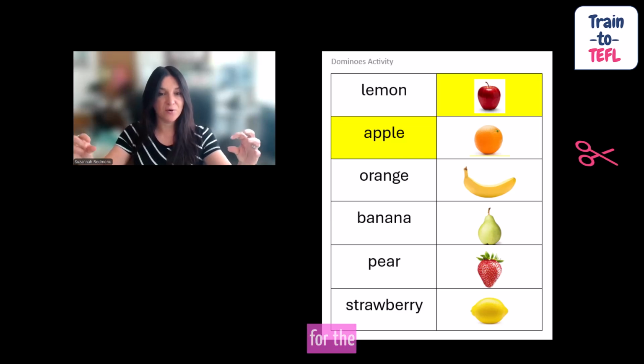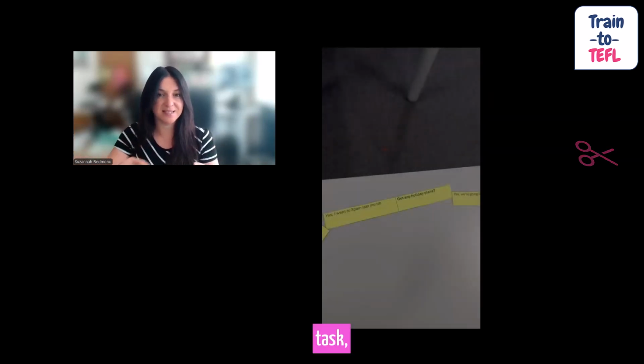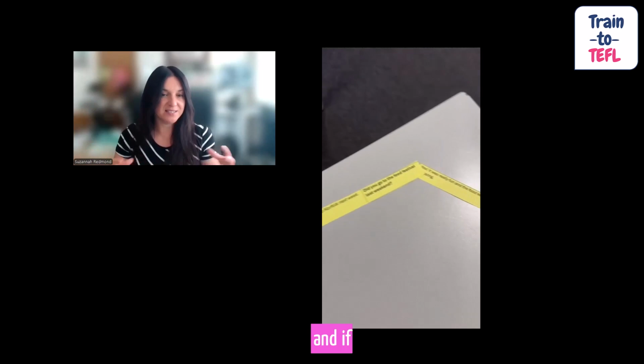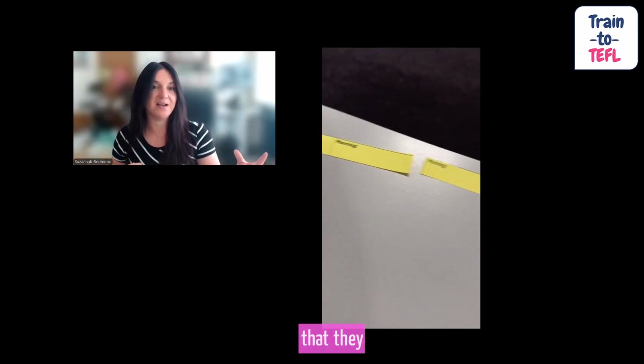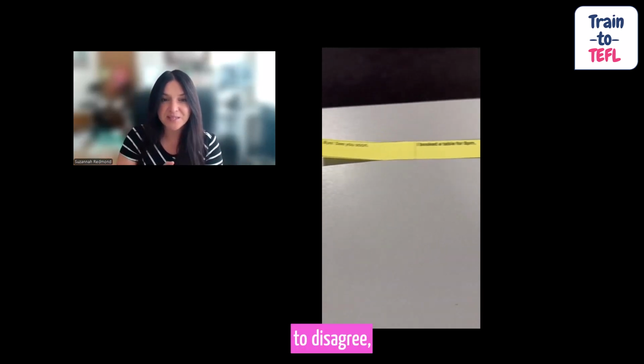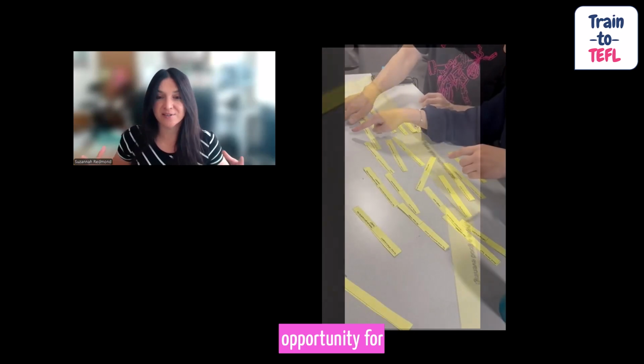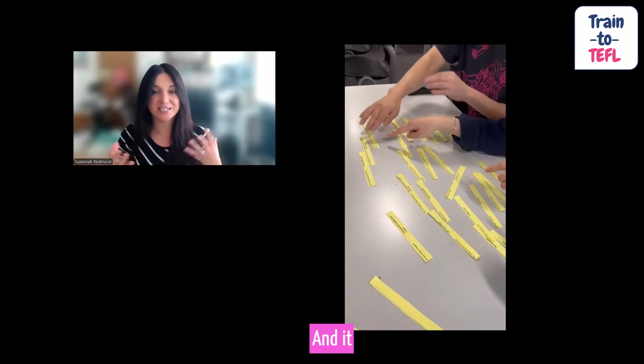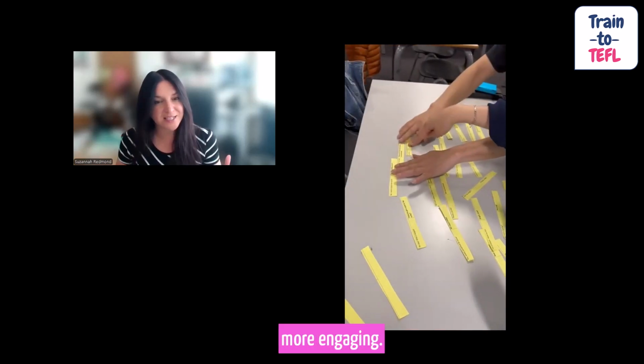Now, in order for the learners to complete the task, they have to form a circle. And if this is done in a pair, it means that they have to perhaps negotiate, they have to agree, they have to disagree. And it just is an opportunity for them to increase their interaction, and it just makes the whole activity a lot more engaging.